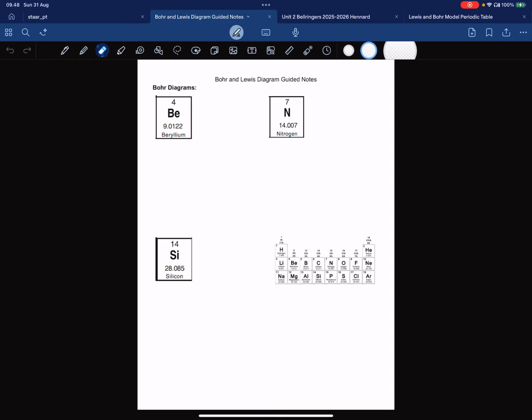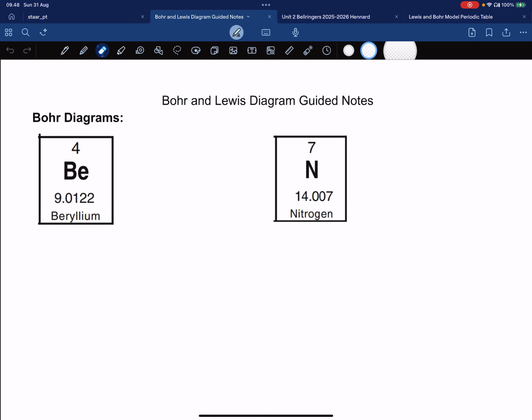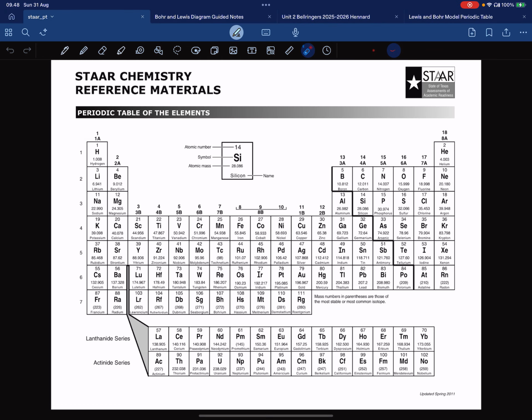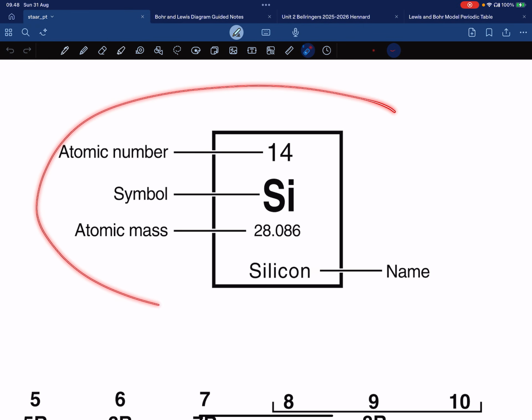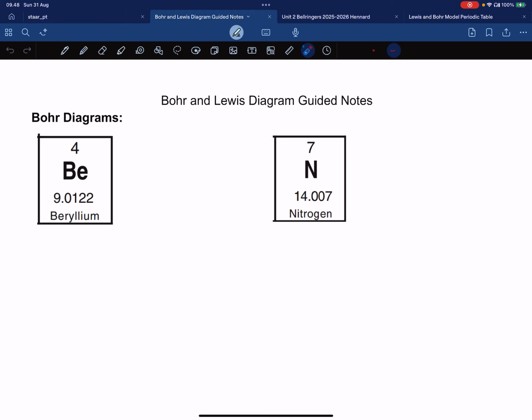All right, ladies and gentlemen, this is going to be a relatively long video because when you're dealing with Bohr diagrams, there's a lot of stuff to be covered and a lot of vocabulary. The first thing you need to realize is where these come from. These are squares from the periodic table. On your periodic table, there is a legend: atomic number, symbol, atomic mass, name. So we're going to work our way through.